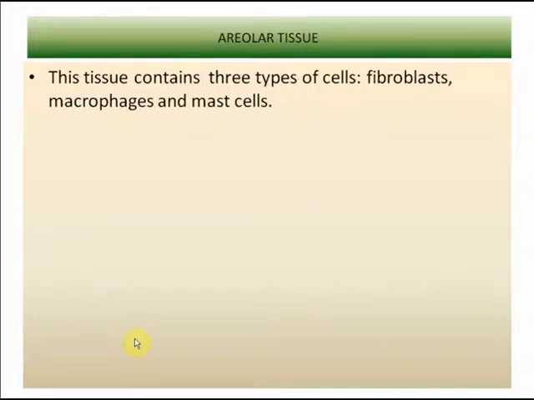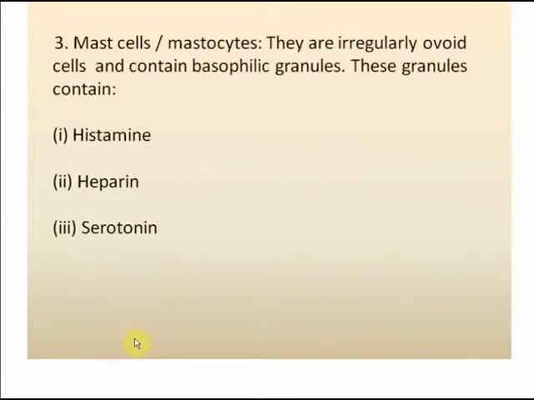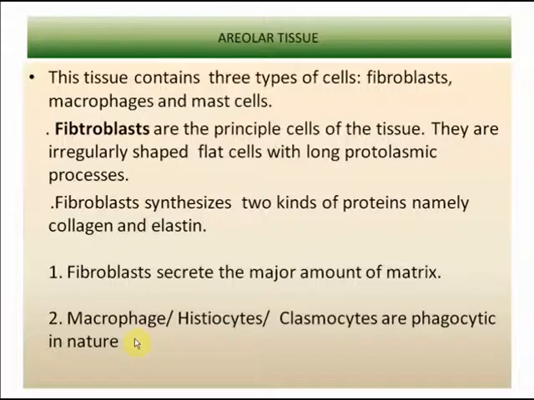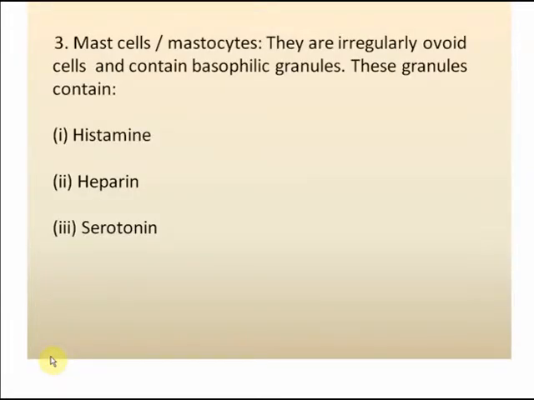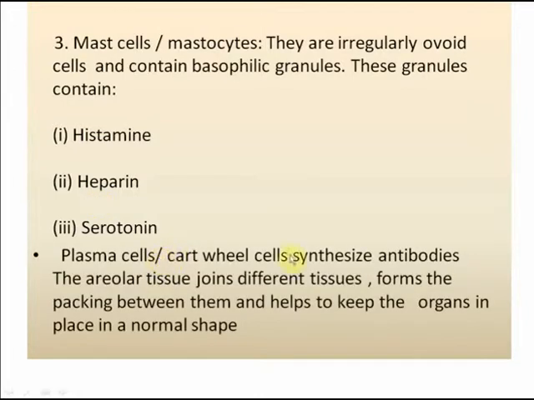These tissues contain three types of cells: fibroblasts, macrophages and mast cells, in which macrophages destroy foreign particles, microbes and damaged cells. Mast cells produce histamine at the place of injury, and fibroblasts provide strength and elasticity to the areolar tissue. Now, as I have already told you, fibroblasts secrete a major amount of matrix, and macrophages or histiocytes or plasmocytes are phagocytic in nature, and mast cells produce histamine, heparin and serotonin. All these granules cause inflammation and this attracts phagocytes. Plasma cells synthesize antibodies that help in phagocytosis, and the main function of areolar tissue is to keep the organ in the normal shape.